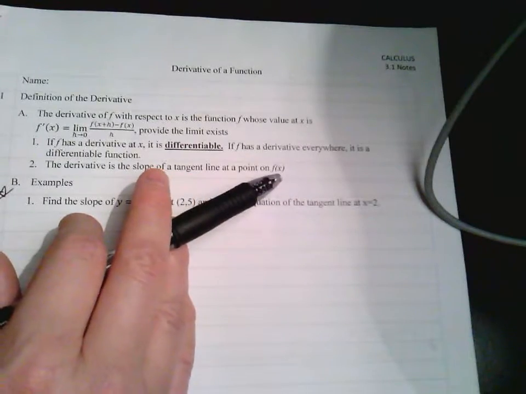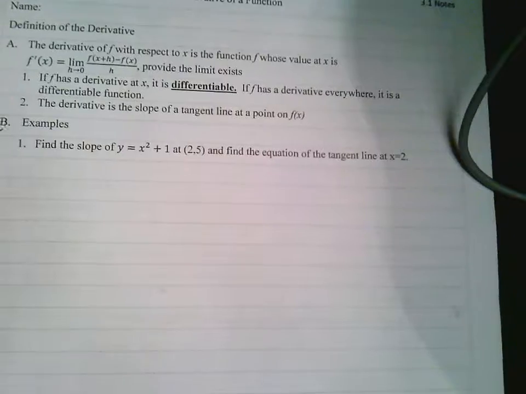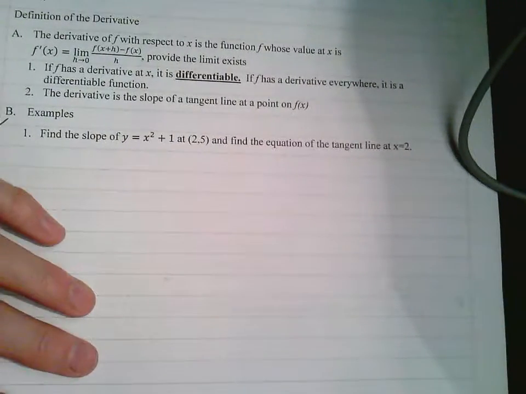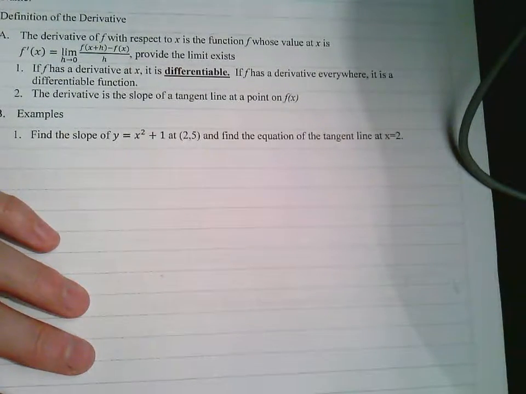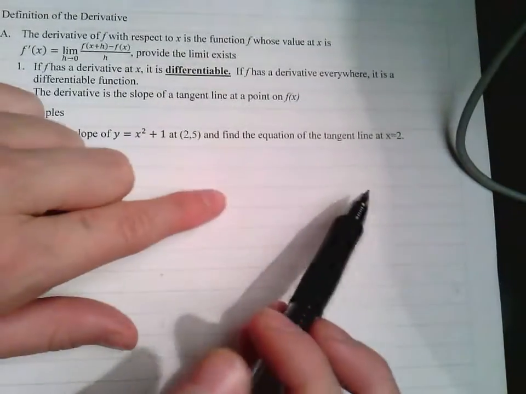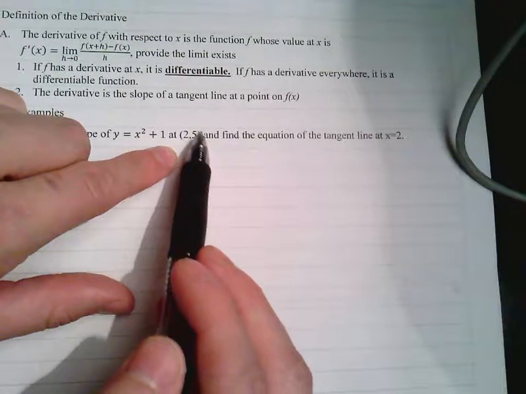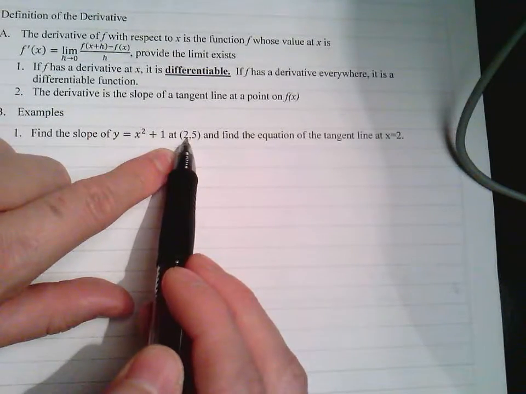For the first problem, we're going to find the slope of y equals x squared plus 1 at (2, 5), and then we're going to find the equation of the tangent line at x equals 2. Notice this is just extra information; all we need to start with is x equals 2. So let's go ahead and find the slope.